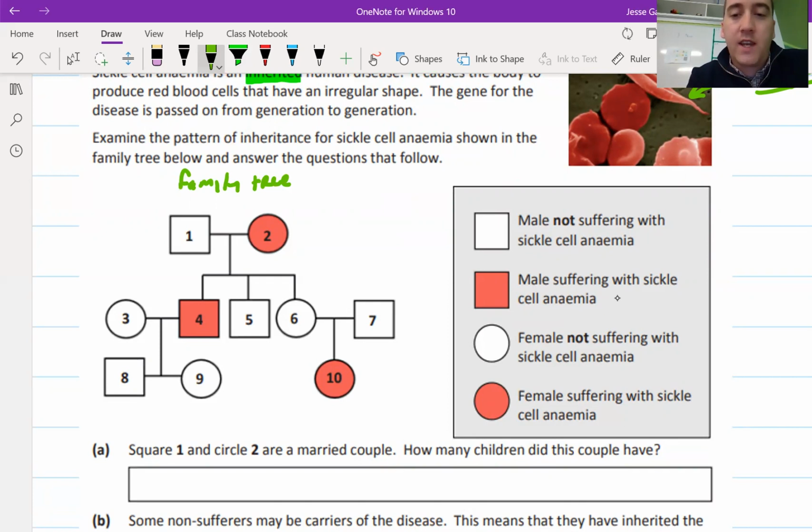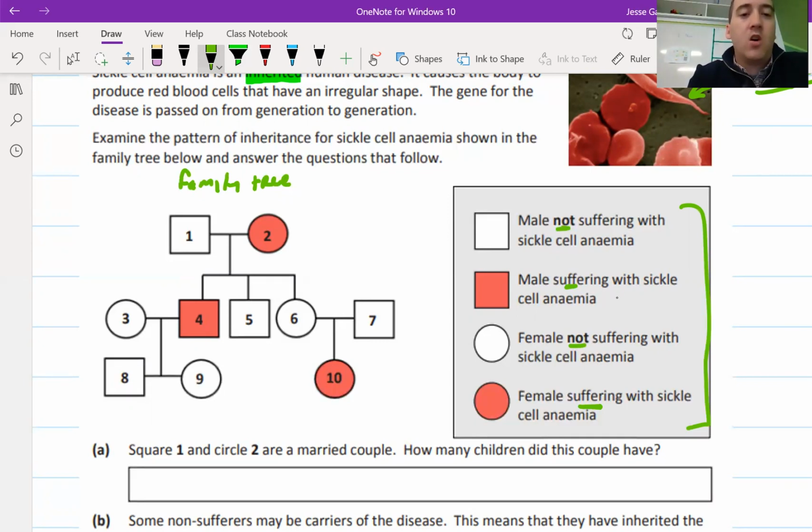Now over here there is a key to tell us what's going on. A square is a male that does not suffer. They do not have the disease. Whereas a red square is a male that does suffer with the sickle cell anemia. Circles then, these are the females, and a white circle is a female that does not suffer with the disease, and a red circle is a female that does suffer with the disease. So squares are males, circles are females, white means not suffering, red means suffering.